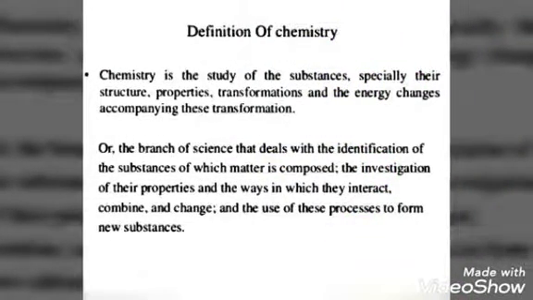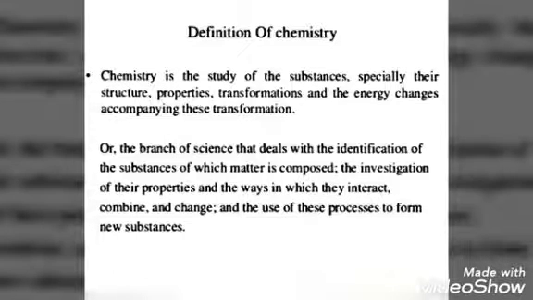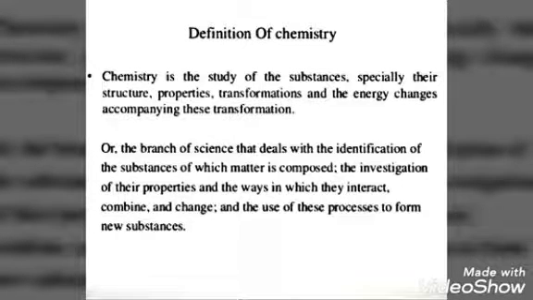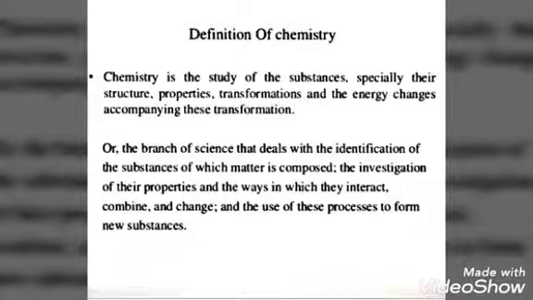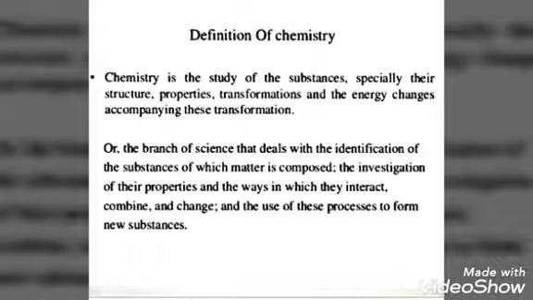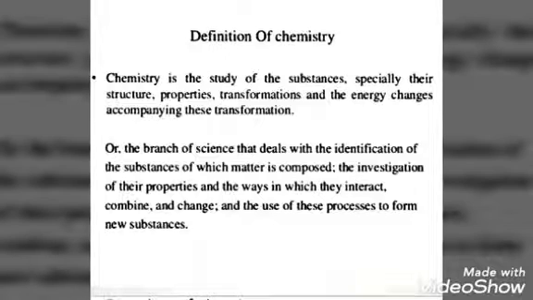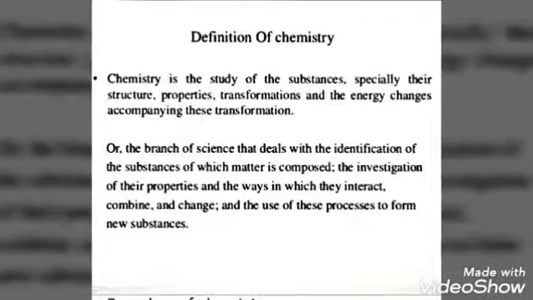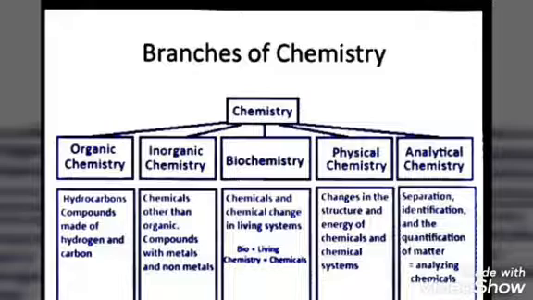Chemistry is the study of the substances, especially their structure, properties, transformations, and energy changes over these transformations, or the branch of science that deals with the identification of the substances of which matter is composed, the investigation of their properties, and the ways in which they interact, combine, and change, and the use of these processes to form new substances. Branches of chemistry. Chemistry mainly has 5 branches.